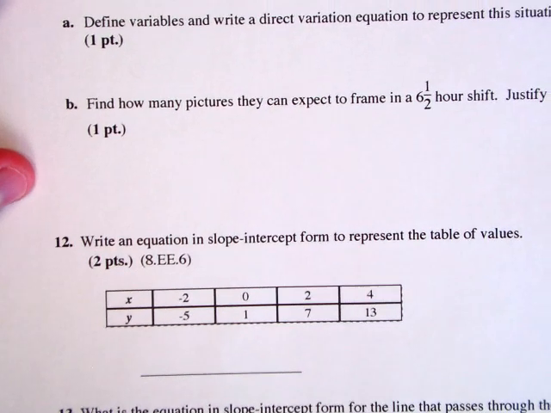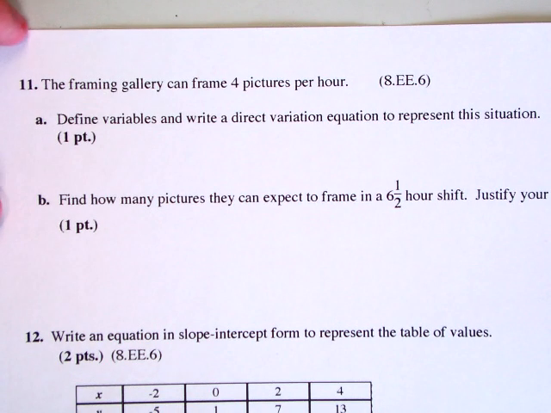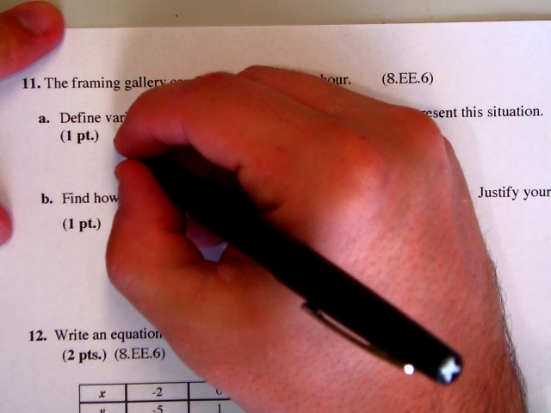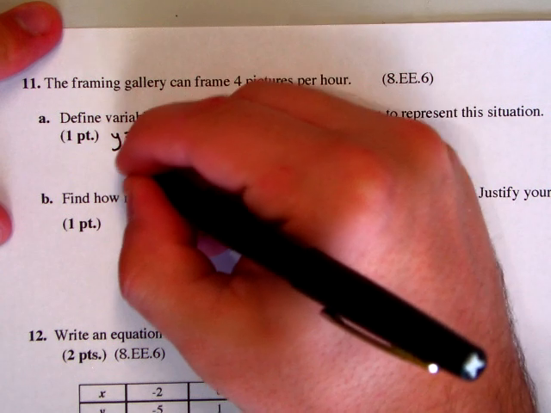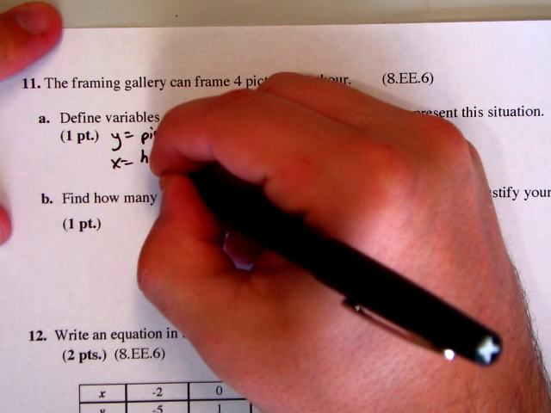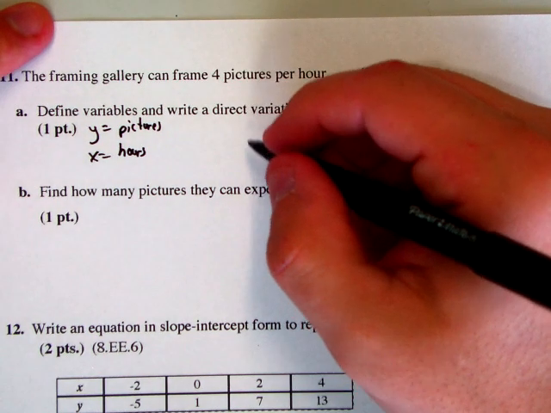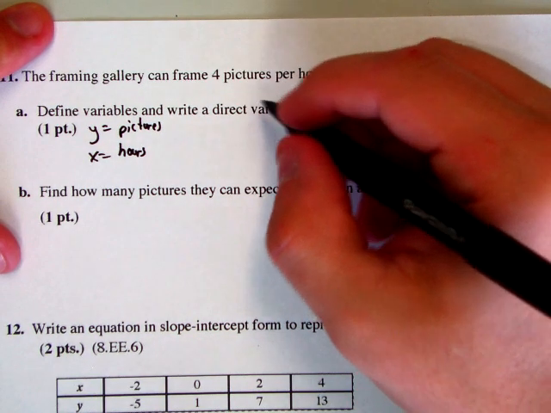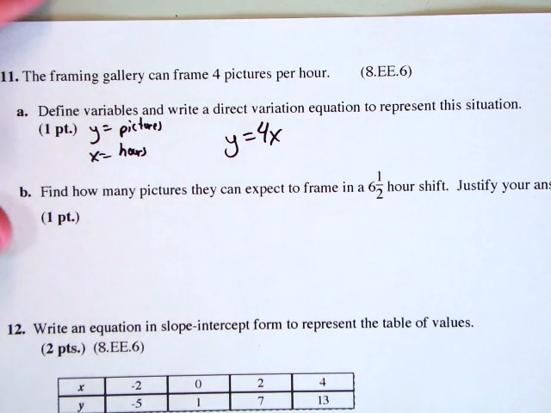All right, number 11. Define variables and write a direct variation equation to represent the situation. The framing gallery can frame 4 pictures per hour. First of all, I'm going to say that Y is the number of pictures and X is hours. So now I know what each variable represents when I write my equation. And if it's 4 pictures per hour, my equation is Y equals 4X.